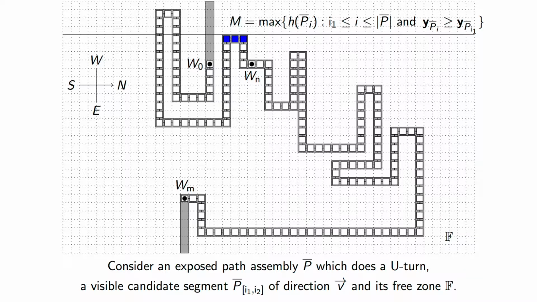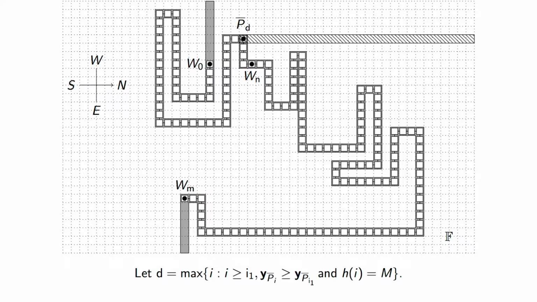Our first task is to find a dominant tile. Consider the height function associated to the vector v. Consider the maximum height of a tile of P of index I such that this index is greater than the index I1 and such that the tile Pi is to the north of the tile Pi1. In this example, the three blue tiles match these conditions. The index D is the index of the last of these tiles.